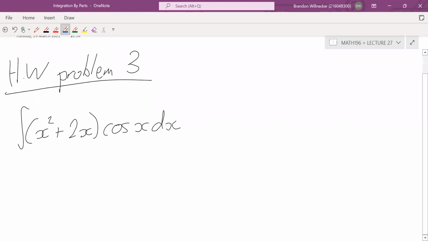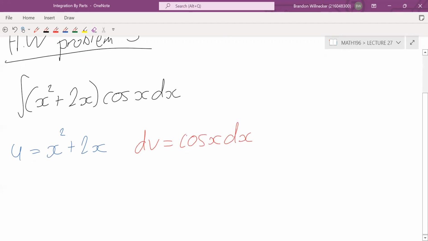So the idea here is to let the quadratic polynomial at the beginning be u. So u is equal to x squared plus 2x. So then that leaves us with dv being equal to cos x dx. Okay, so we've got those two. Now we need to find du and v. So we differentiate the first one. That's going to give us du equals (2x plus 2) dx. And then if we integrate this second term, we're going to have v is equal to sine x.